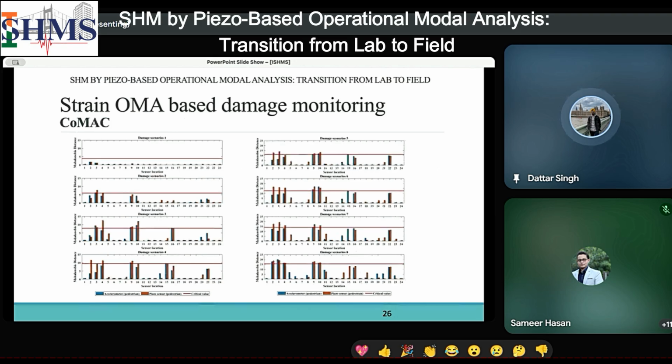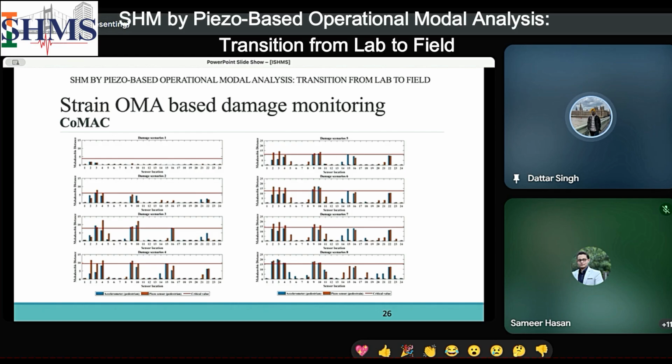Now we talk about COMAC values. The same pattern is observed from COMAC-based values, but there is a significant difference. The dispersion of COMAC values at non-damaged elements is negligible as compared to curvature-based values. In curvature, we had significant observable amplitude at non-damaged elements, but in COMAC, the values at non-damaged elements are negligible.